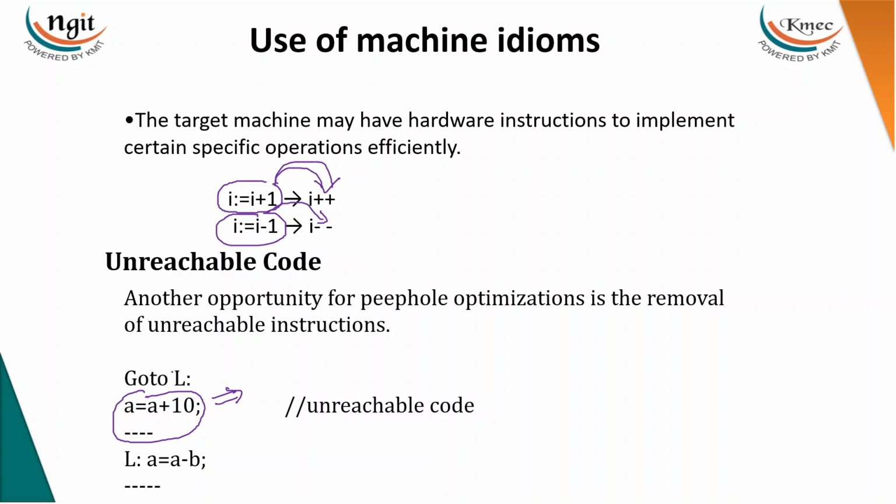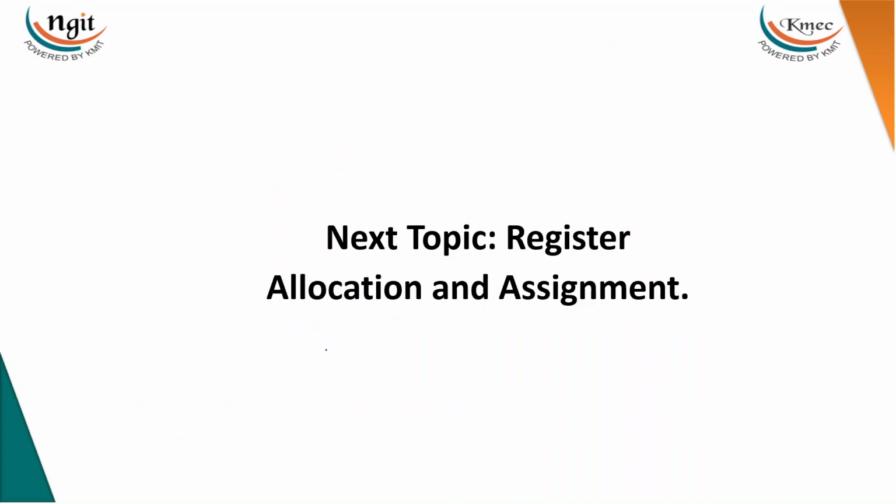For example, if it is a condition, if it is true, go to this, otherwise go to this. In that case, it is not unreachable, but this is. So such things within a particular basic block are treated as local or peephole optimization. So in the next video, we'll discuss register allocation and assignment.